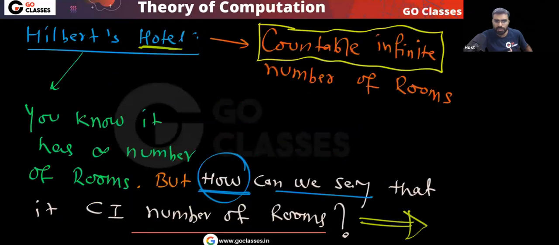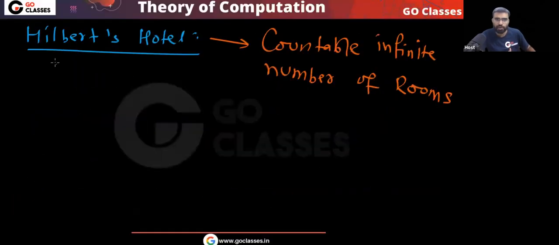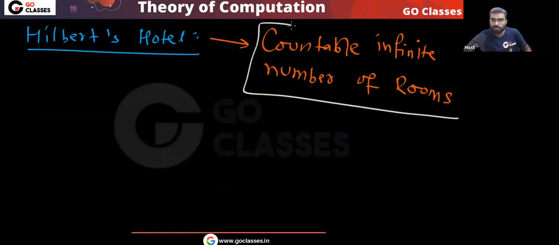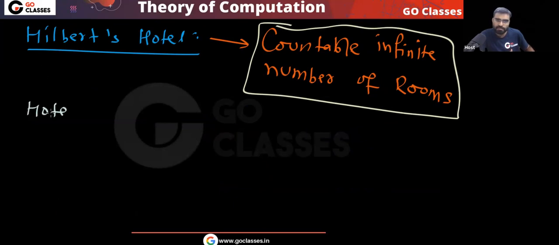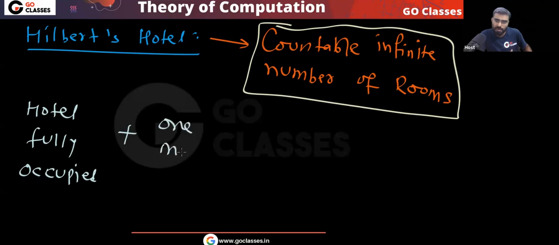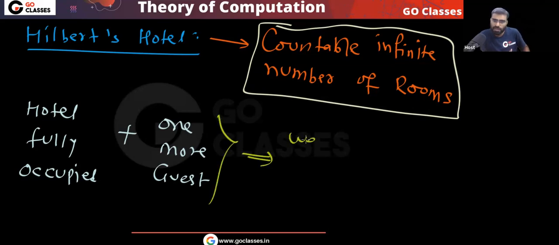Now in this hotel, if one new guest is coming, what will you do? This hotel has these many rooms. Now one more guest is coming. Let's assume this hotel is fully occupied, plus one more guest is coming. Then still we can accommodate. Yes or no? We can still accommodate.